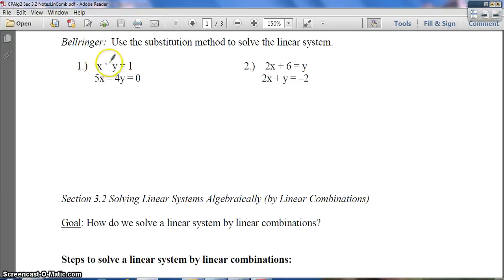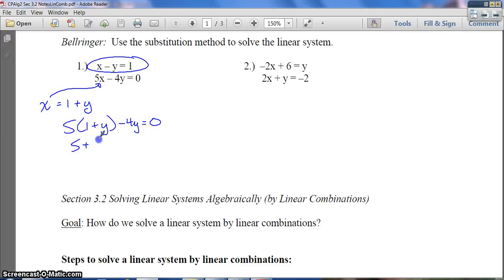So what I'm going to do is solve this one for x. So x will be 1 plus y. I'm going to plug this value in for the x. So it's 5 times 1 plus y minus 4y equals 0. So 5 plus 5y minus 4y equals 0. So this is 1y, you subtract 5, y is negative 5.